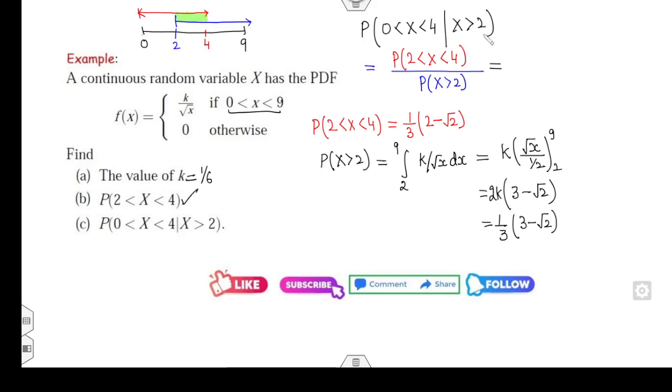Finally, you can substitute the answers. It is 1 over 3 times 3 minus root 2, divided by 1 over 3 times 2 minus root 2. Now you can cancel out and that is the right answer of the problem. Or you can simplify them, you can write into decimal places, you will get the correct answer of the problem.